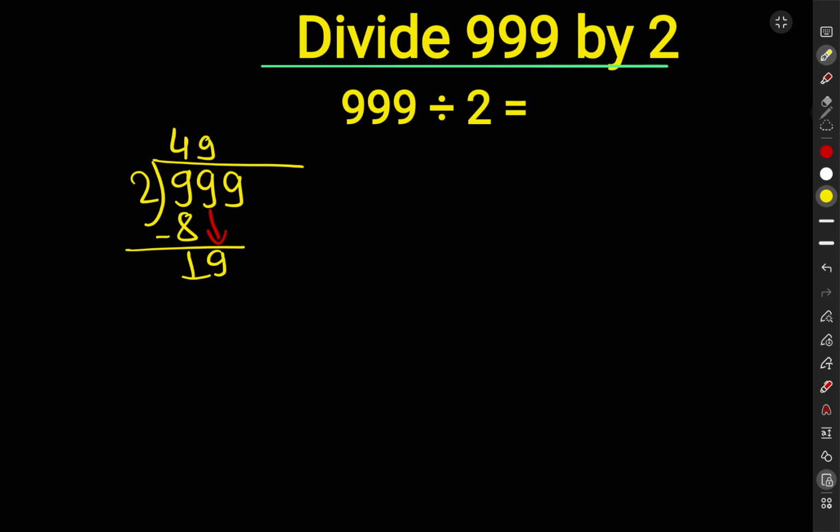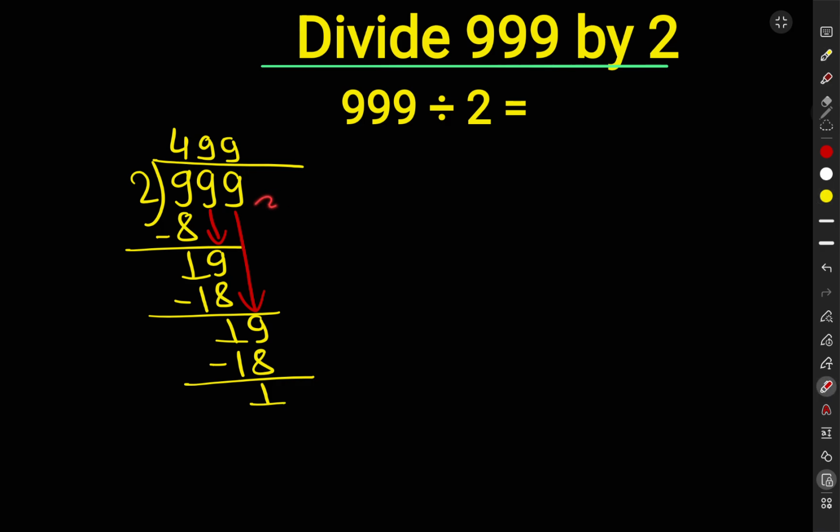So 2 times 9 is 18. On subtracting we get 1. So again we put down this 9 and it is 19. So 2 times 9 is 18. On subtracting we get 1.